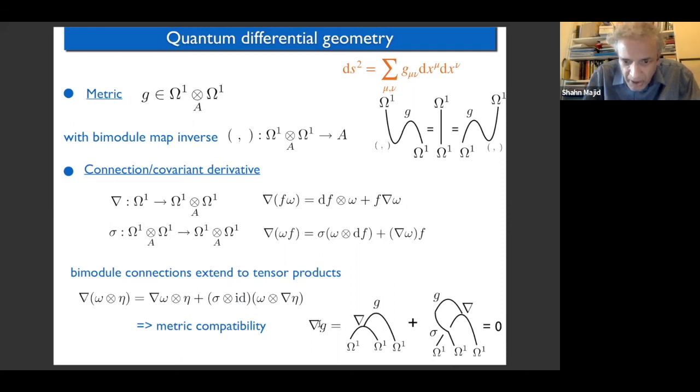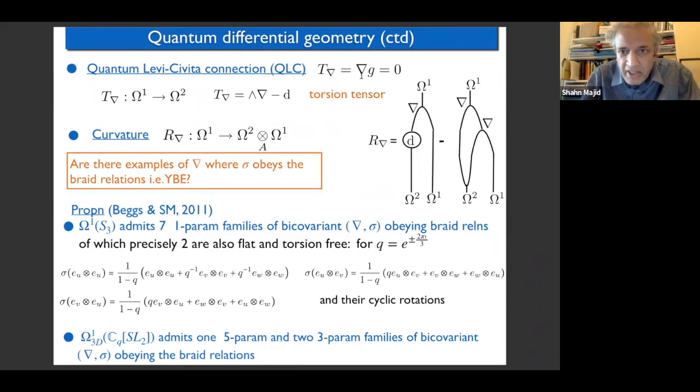Then you therefore know how nabla acts on g, on a metric. And you can define a Levi-Civita connection as something where nabla g is zero and the torsion is zero. The torsion is itself another interesting story. It's the comparison of the two ways to go from omega 1 to omega 2, namely directly via d, or via nabla into omega 1 tensor omega 1 and then by wedge. So that's the meaning of the torsion vanishing, is that these two are equal.